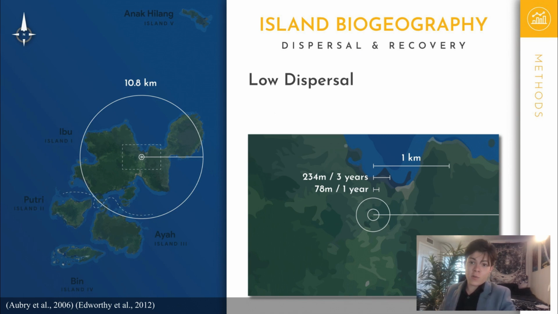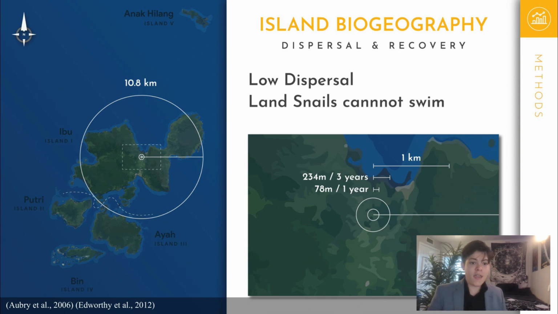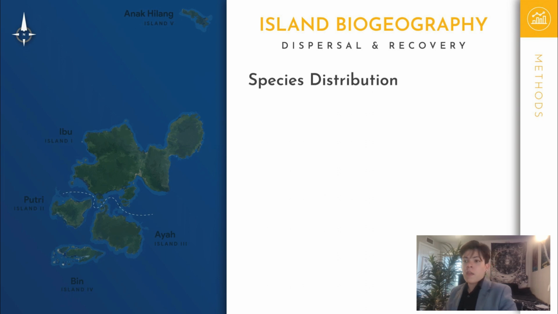Because they already have low dispersal, combined with the fact that they cannot swim. They will drown in water, and if they're already moving that slow, it's very unlikely that they're going to be able to disperse onto a new island. But obviously, they have dispersed onto all of these islands somehow, and we want to look at that.